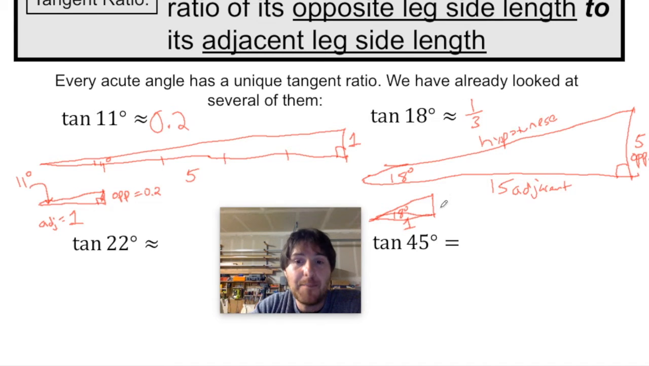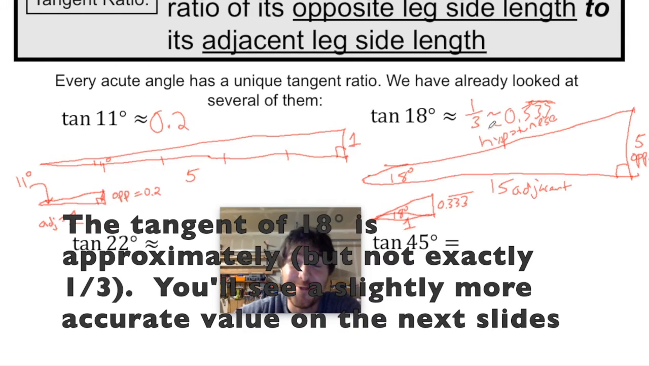Okay, so opposite over adjacent. If my adjacent here is 1, then this is going to have to be about 0.333 repeating, right? 1/3 is exactly 0.333 repeating. So I don't really need that repeating symbol here because tangent of 18 degrees isn't exactly 1/3. It's pretty close to 1/3 as we see here.